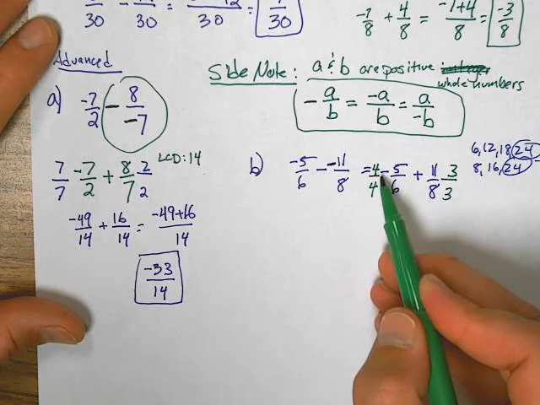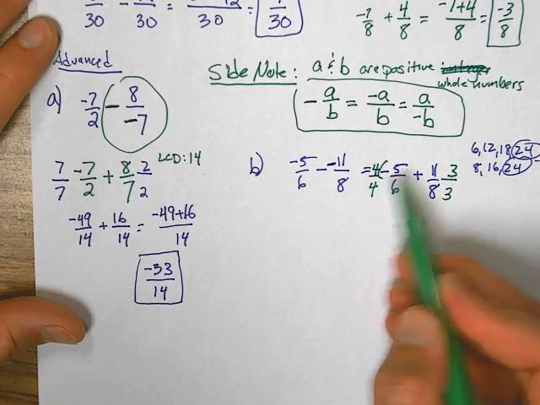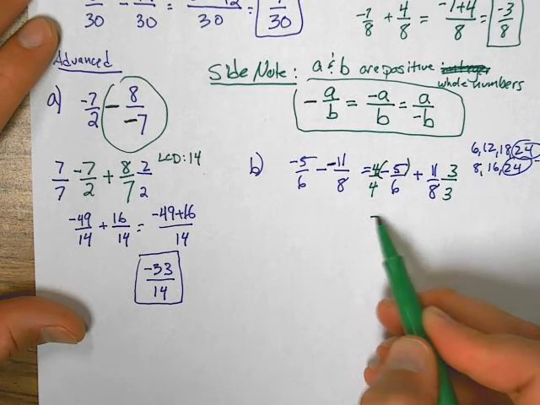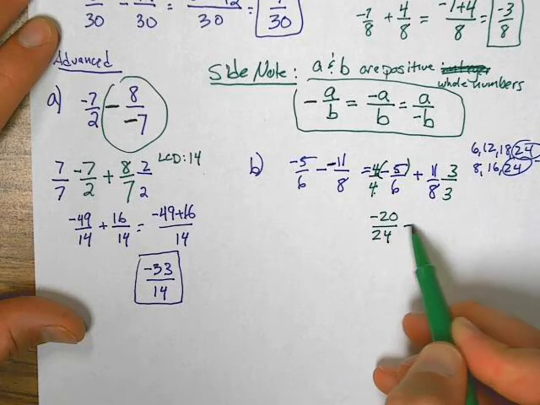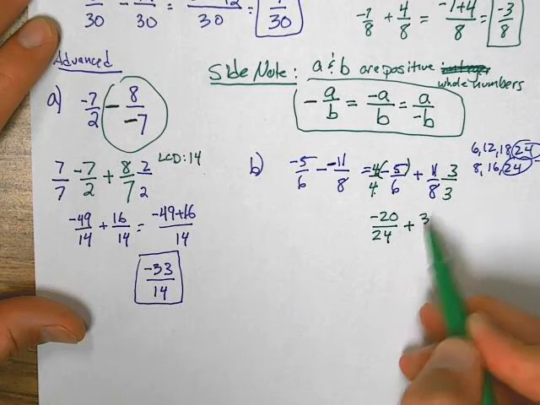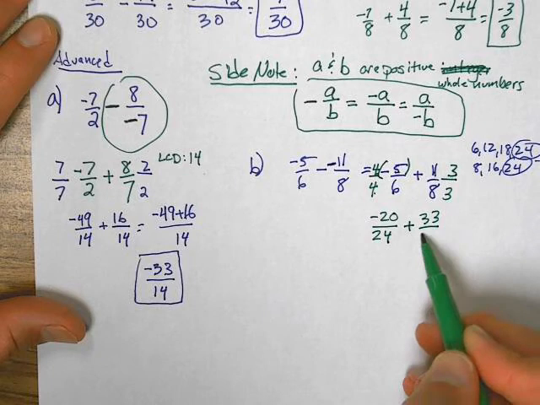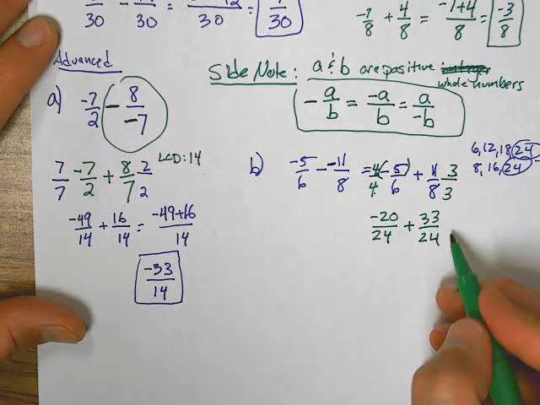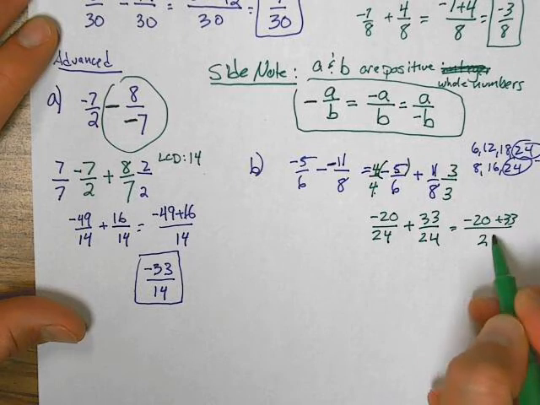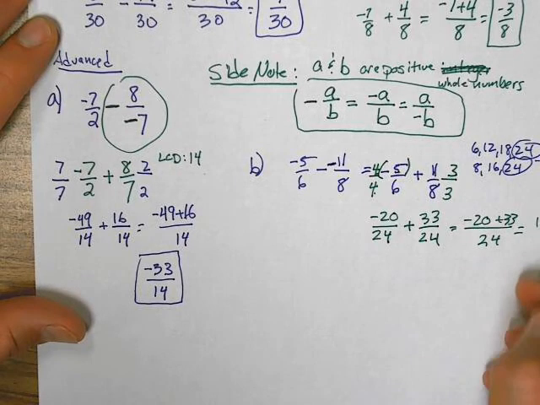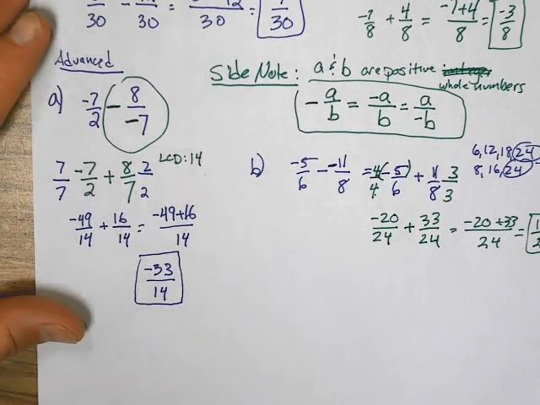Now remember, this is not 4 minus 5. This is 4 times negative 5. That'd be negative 20. 4 times 6 is 24. Plus 11 times 3 is 33. 8 times 3 is 24. So it's really negative 20 plus 33 over 24. That'd be 13 over 24.